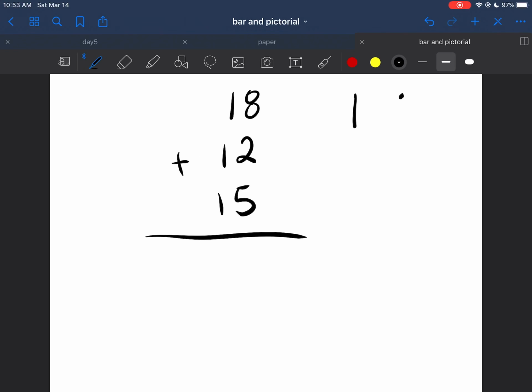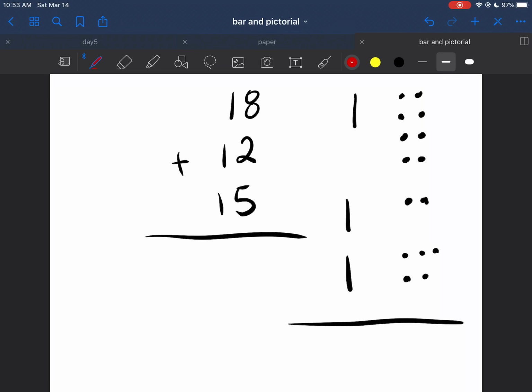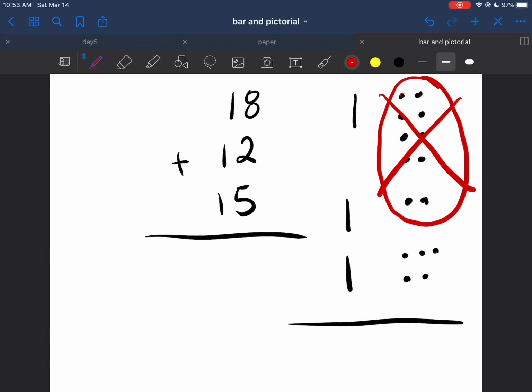1, 8 1s. How many 10s? 1, 2 1s. 10s, 5 1s. All right. I'm always going to add my 1s first. 1, 2, 3, 4, 5, 6, 7, 8, 9, 10. I'm going to circle those 10 1s. I'm going to cross them out, and I'm going to bring them next door to my 10s because remember, 10 1s is the same thing as 1 10.